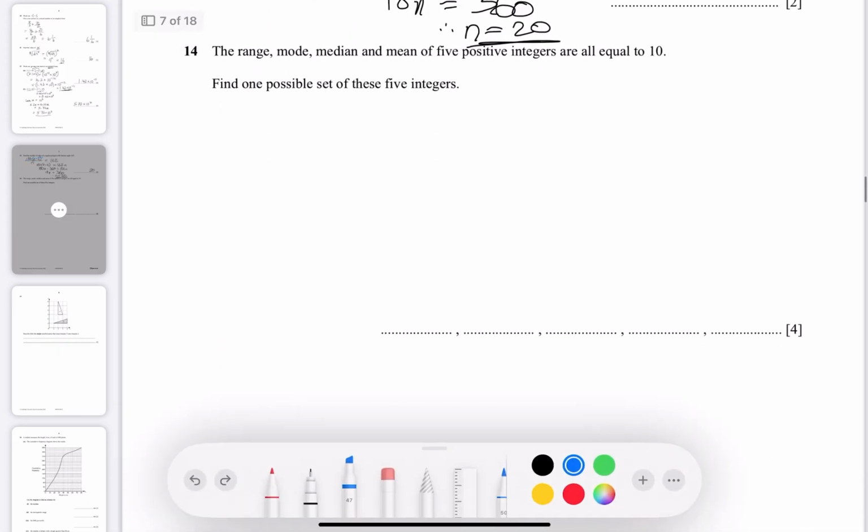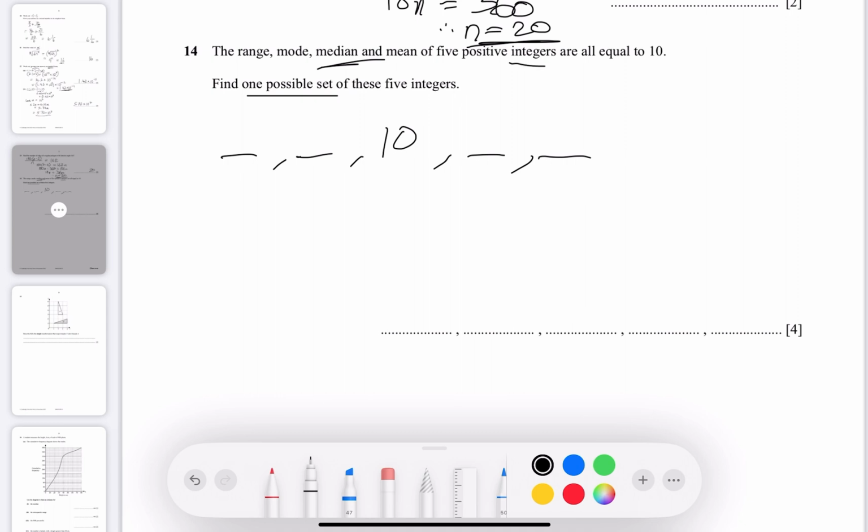Okay, now the range, mode, median, and mean of 5 positive integers are all equal to 10. All equal to 10. Find one possible set. Okay, so we just have to find one. There could be many, and we're just asked to find one. So the first thing is, if you have 5 integers, and the median is 10, then the middle number must be 10.